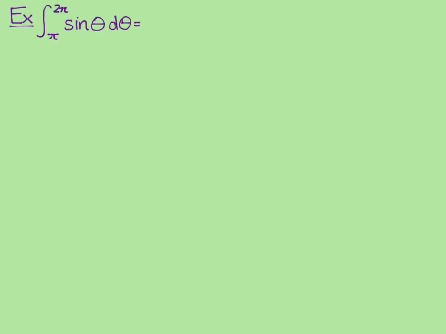Let's try another problem. So the integral from pi to 2 pi of sine theta d theta. We first take the antiderivative of sine theta, which is negative cosine theta, and we draw a bar to the right-hand side with a pi on the bottom and 2 pi on the top, indicating our bounds.